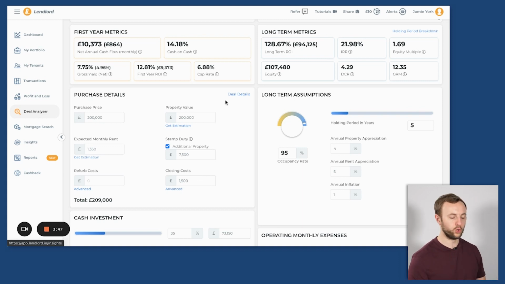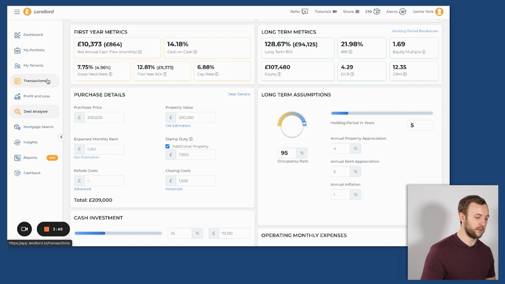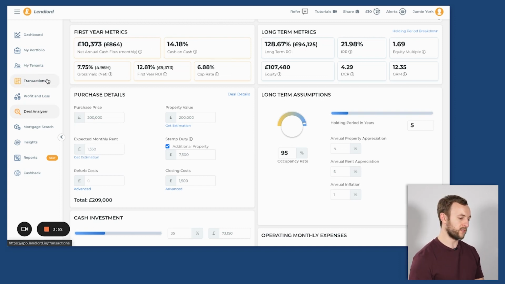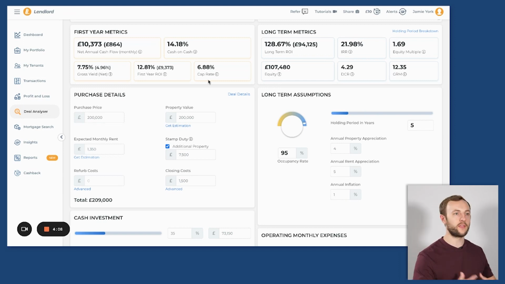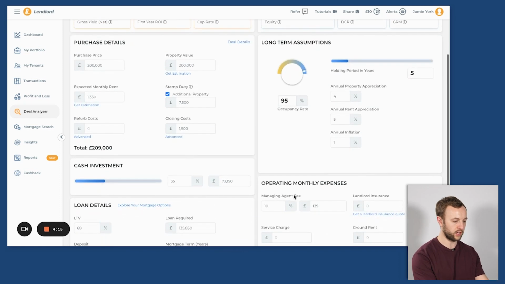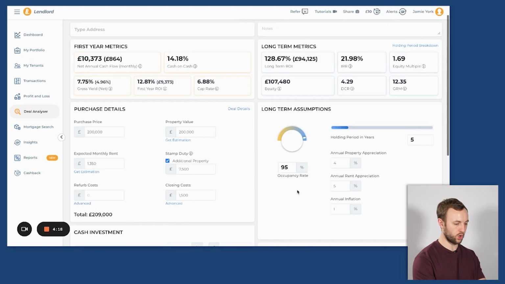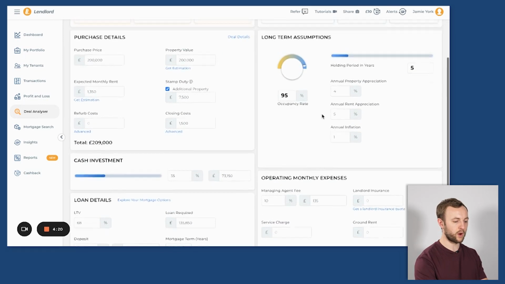So what most people look at are these left-hand metrics. First year return on investment, your cash on cash investments, which is return on capital employed, and your net yield, which is great. Some people look at cap rate, the capitalization rate, which is how, as a percentage, it will take to sell it. So if you've got a cap rate of 6.88%, that is as a percentage of the overall value. But really what I'm interested in is this long-term metric. And if you come over here onto your long-term assumptions, this is where it really makes a difference.